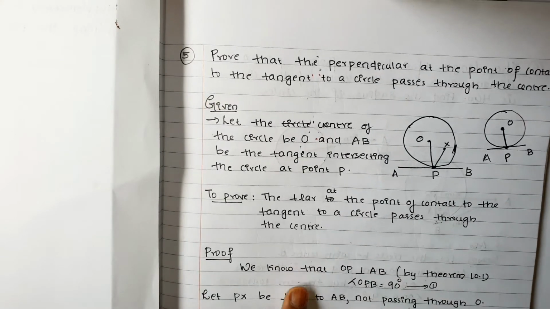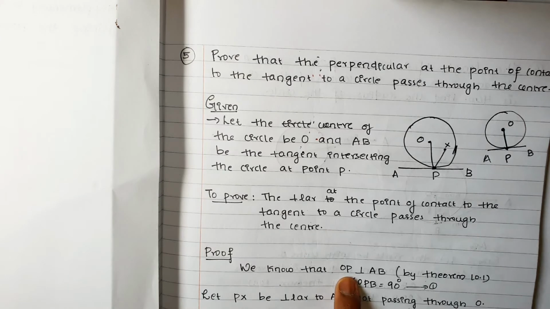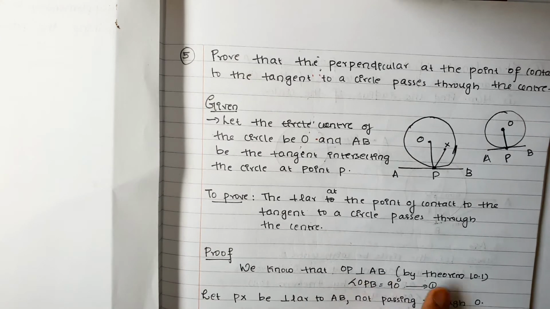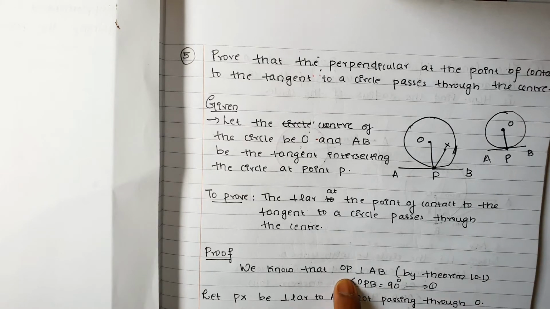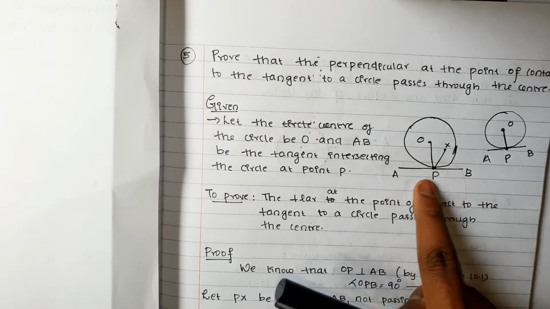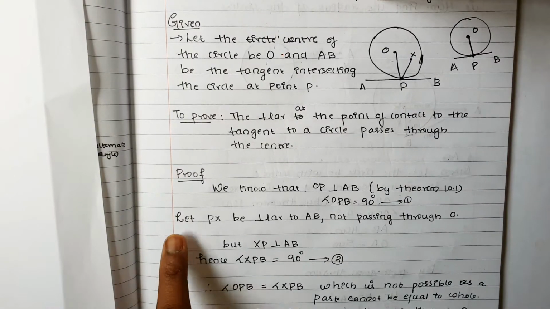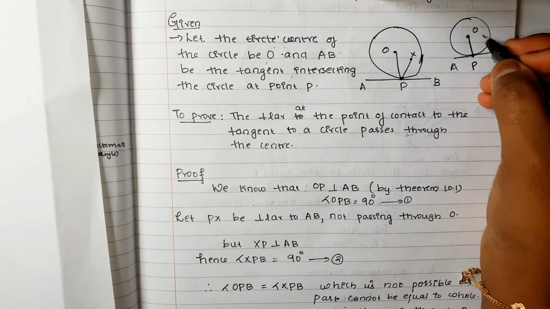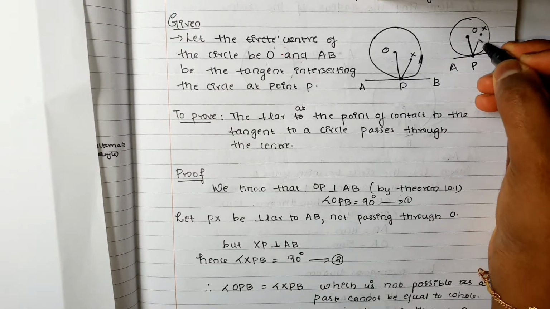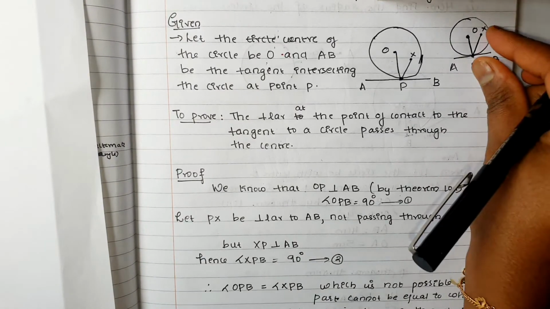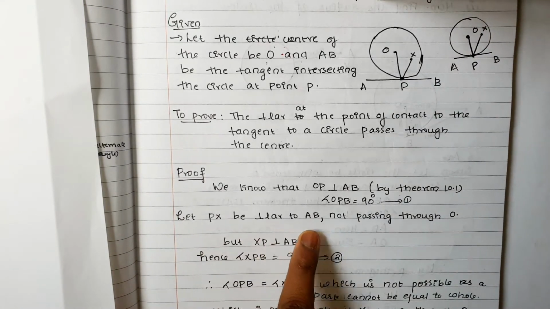Okay, and here this OP. We know that this OP is perpendicular to AB. Why? Because by theorem 10.1, we know this OP is perpendicular to this particular tangent. So students, here I am taking a point X. Let this point be X and I am joining. So I am getting PX. So we are assuming PX be perpendicular to AB.